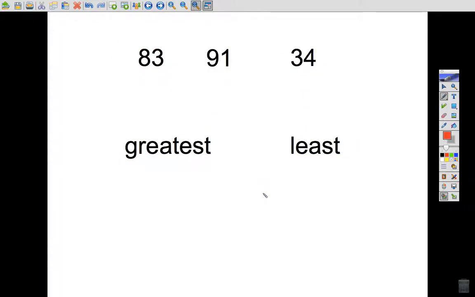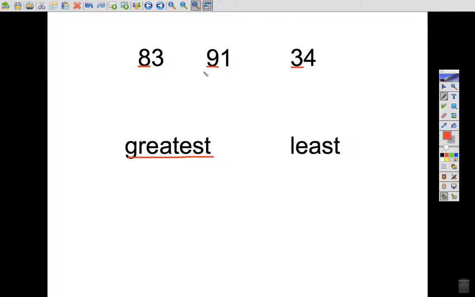Pause the video and try this one on your own on your whiteboard. Now that you've paused and tried it on your own, let's see if your thinking matches mine. Again, I'm going to look at the tens place first. 83, 91, 34. It's the greatest first, which is the biggest number. I can also think of that as greatest is longer than least, so it's the bigger number with the more letters is the higher number.